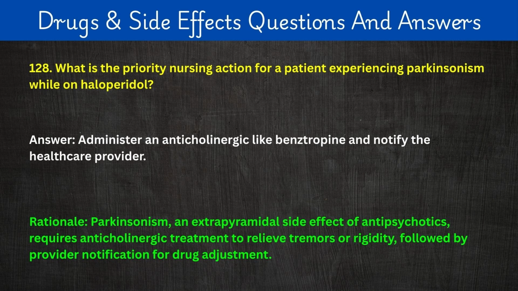128. What is the priority nursing action for a patient experiencing Parkinsonism while on haloperidol? Answer: administer an anticholinergic like benztropine and notify the healthcare provider. Rationale: Parkinsonism, an extrapyramidal side effect of antipsychotics, requires anticholinergic treatment to relieve tremors or rigidity, followed by provider notification for drug adjustment.